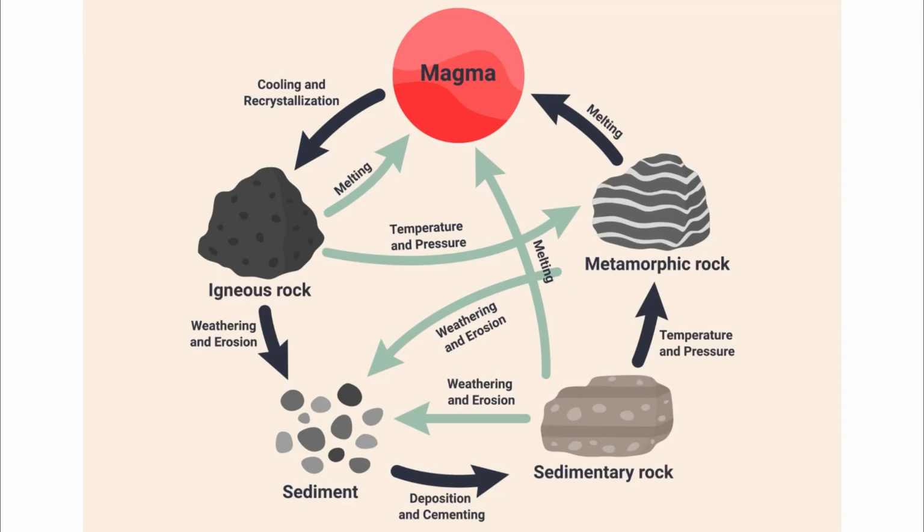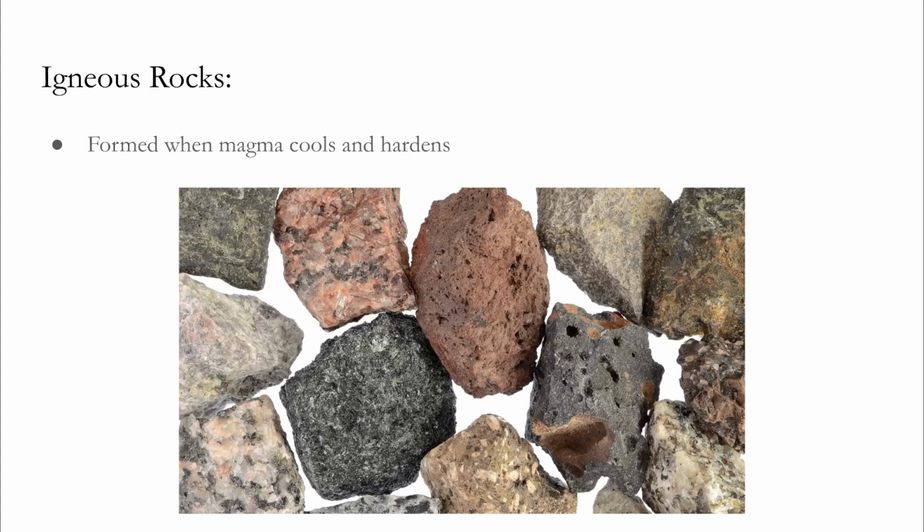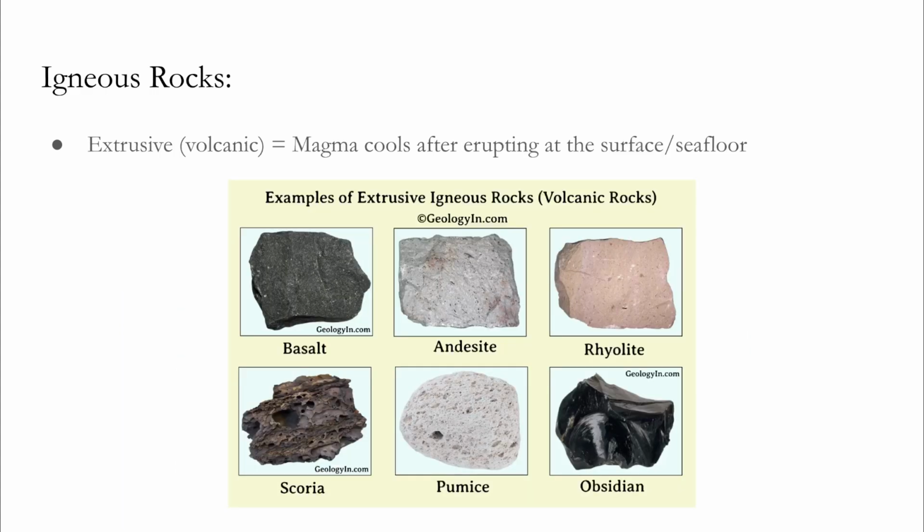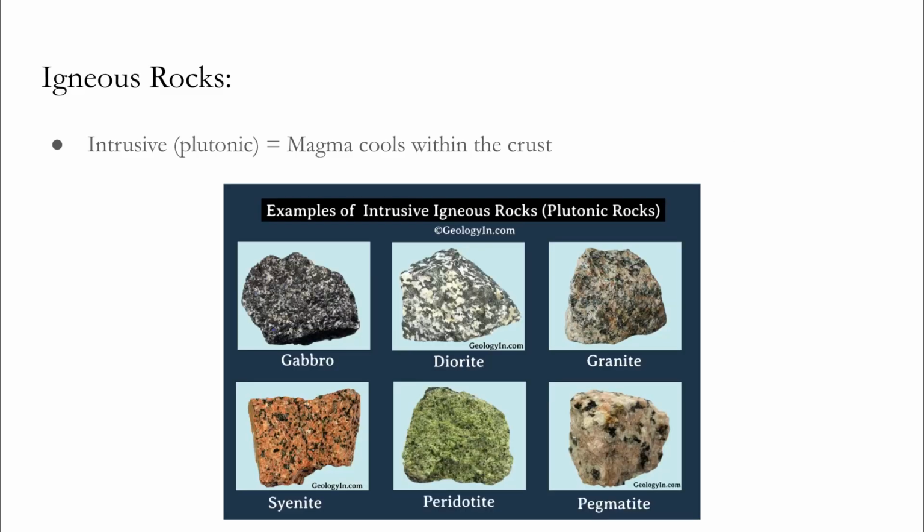First, we should talk about the three main groups of rocks: igneous, sedimentary, and metamorphic. Igneous rocks form when magma or lava cools and solidifies. Magma can take two forms, extrusive or intrusive. Extrusive magma, also known as volcanic magma, cools after erupting on the Earth's surface or seafloor. Due to the quick cooling of this magma, the rock is porous and fine. Some examples of this include basalt, pumice, and obsidian.